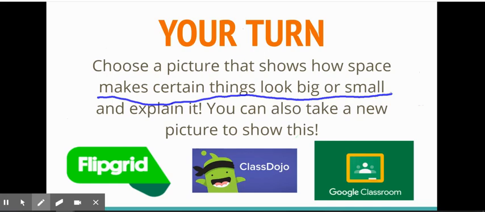Okay, friends, remember if you're in Miss Jensen's class, you can use Flipgrid to turn in your explanation. If you're not in Miss Jensen's class, you can always use Class Dojo and just upload it. Or if you don't really know how to use Class Dojo, you can turn things in on Google Classroom. And remember, Google Classroom is just for our first and our second grade friends. So if you're in kinder, Class Dojo is going to be your best bet.